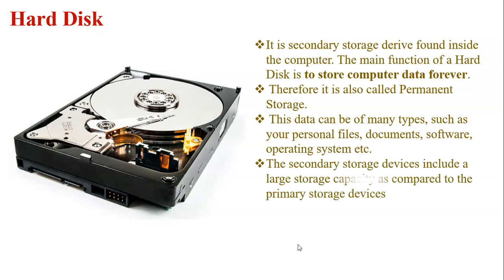Okay, next we will see the secondary storage device. It includes large storage capacity as compared to primary storage devices. So hard disk is what? It is a secondary storage device and it includes large storage capacity. The capacity is large in secondary storage, that is in hard disk, as compared to the primary storage devices.